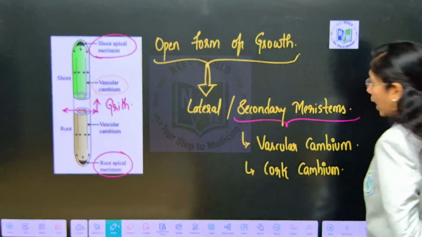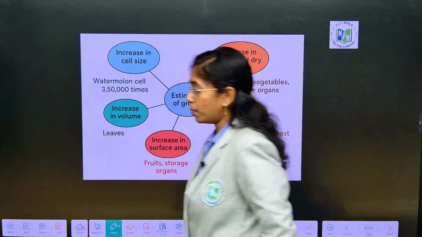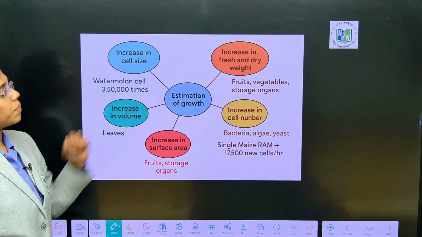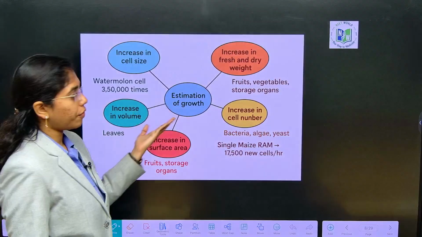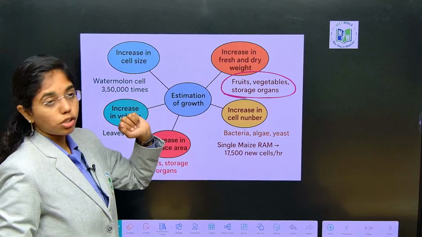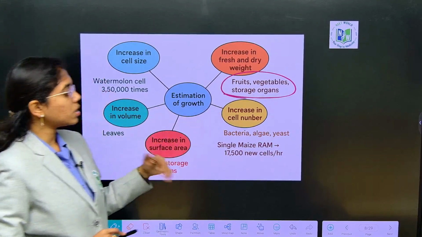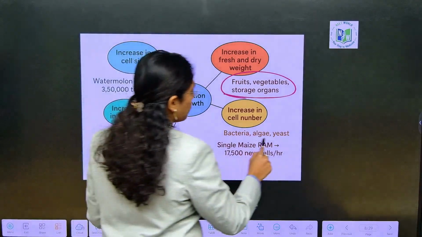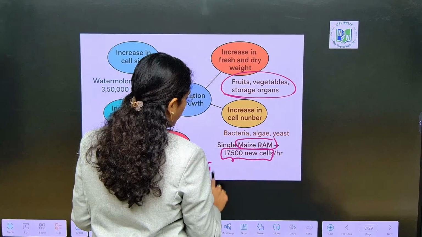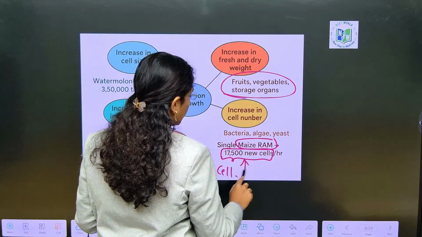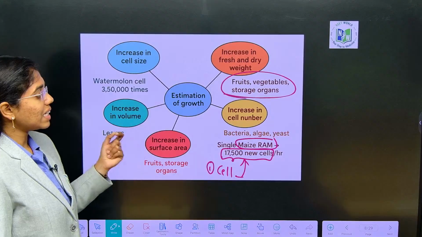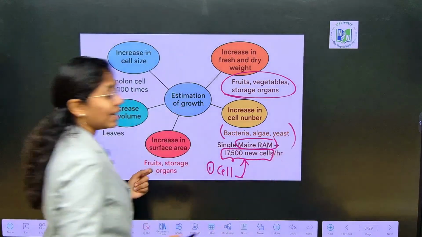Clear till here? And now, is growth measurable? Yes, growth is measurable on various parameters in the plant species. In estimation of growth, the increase in dry weight or fresh weight is how you see the increase of growth in fruits, vegetables and storage organs. Increase in cell number you can see in maize root apical meristem, where 17,500 new cells are formed from a single cell, 17,500 new cells for every hour. This increase in cell number is also observed in bacteria, algae and yeast.